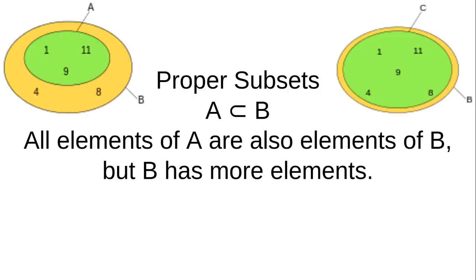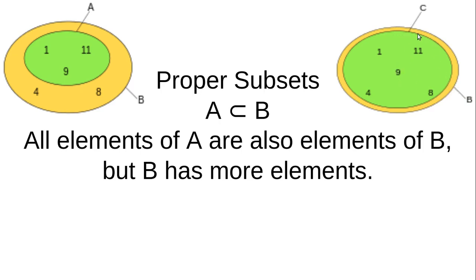So I want to talk about proper subsets for a second. We don't use them very much, but it looks a little bit like less than. And it actually means kind of like that. All the elements of A are also elements of B, which is the same as a subset, but B has more elements. So you can see on the left side here, B has more elements than A, but on the right side, B does not have more elements than A. They have the same number of elements, and really they're equal.